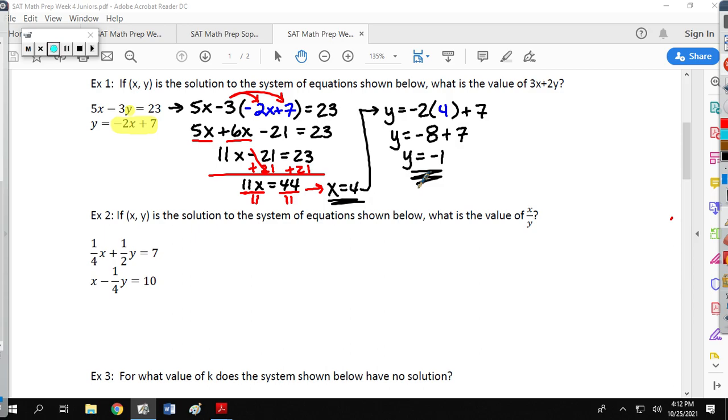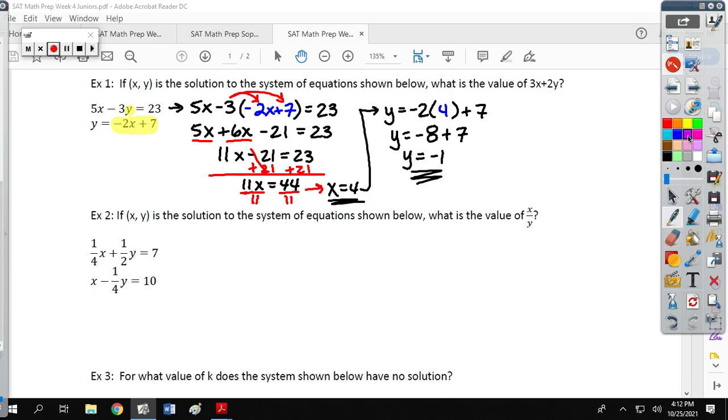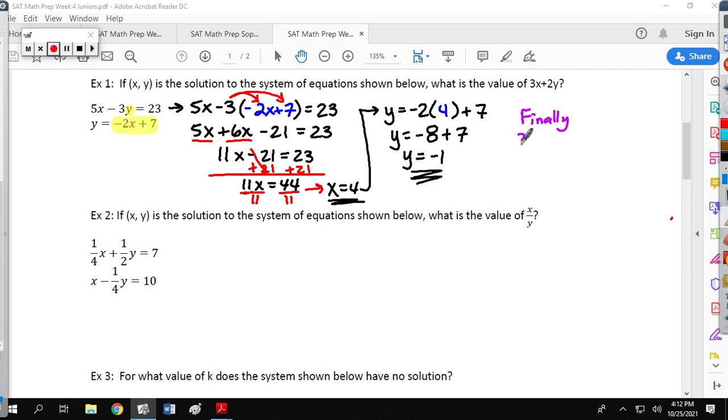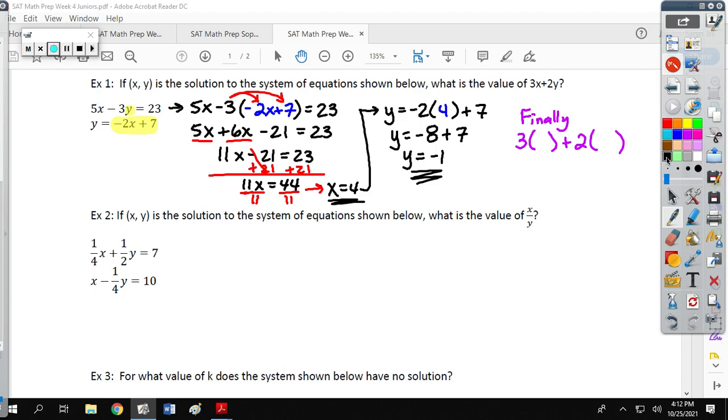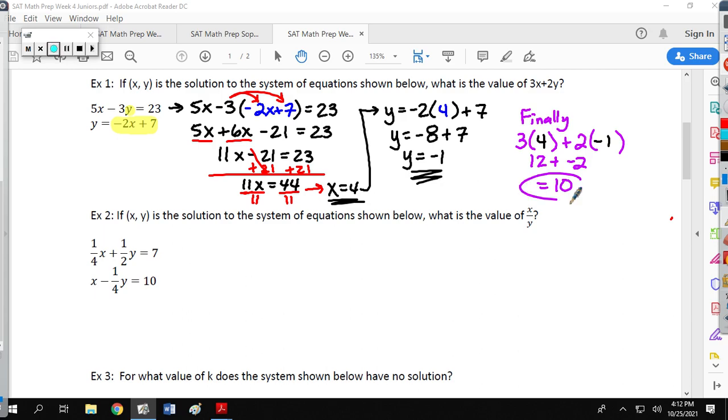Now if this were an algebra problem, we would be done, but this is an SAT problem. So then we say, well, we need the value of 3x plus 2y. We plug in x equals 4 and y equals negative 1, and we simplify that down to a single number. 12 plus negative 2 means that our final answer is 10. So instead of giving the answer as an ordered pair, we take x and y and evaluate whatever expression the SAT asks us about. Let's do another one.